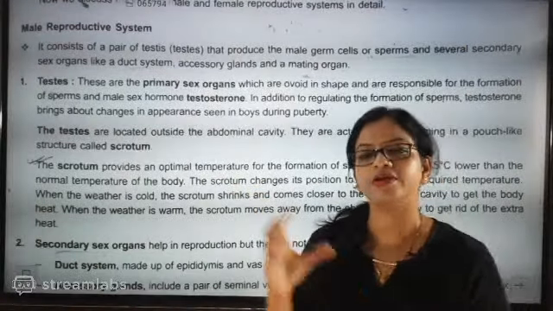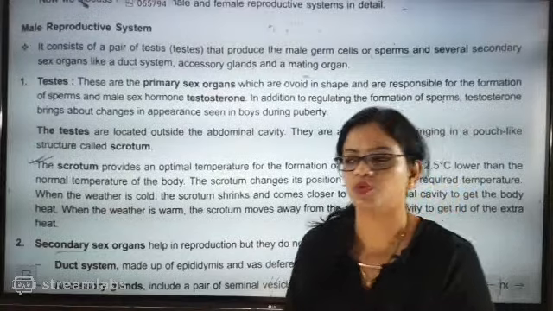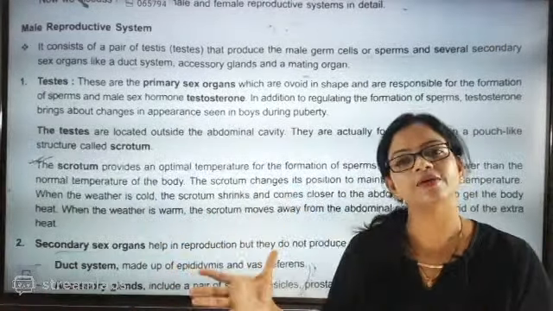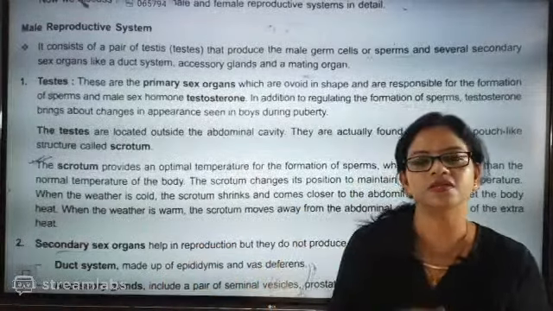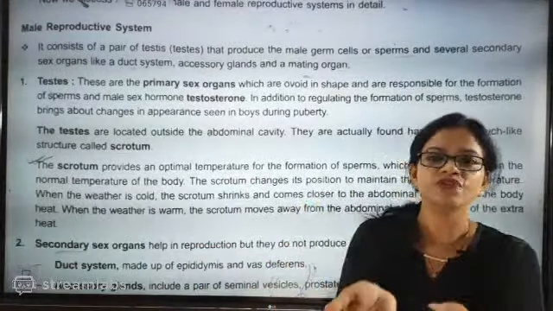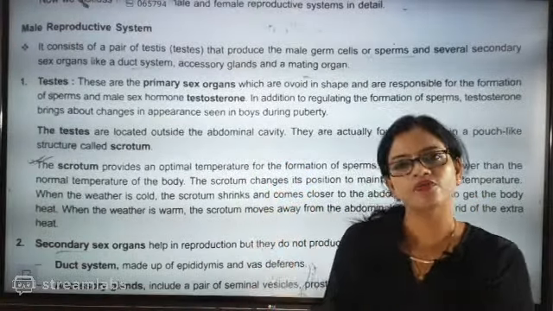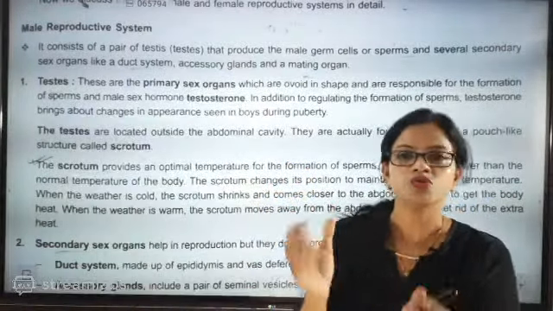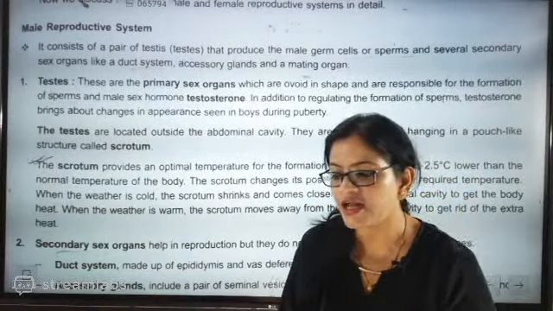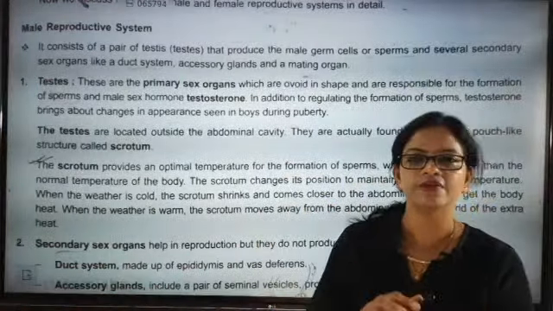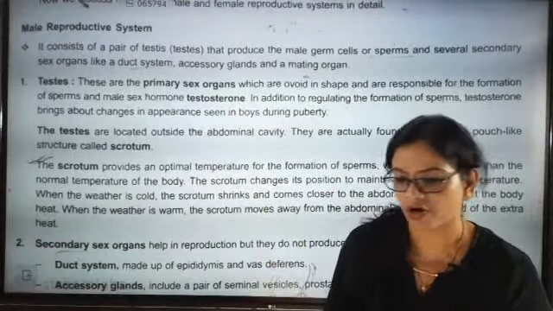Another important point is that the scrotum keeps changing its position. When the outside temperature is cold in winter, the scrotum shifts towards the abdomen, so that it gets its necessary heat, and when it is hot, it shifts down, so that it will be away from the human body temperature.